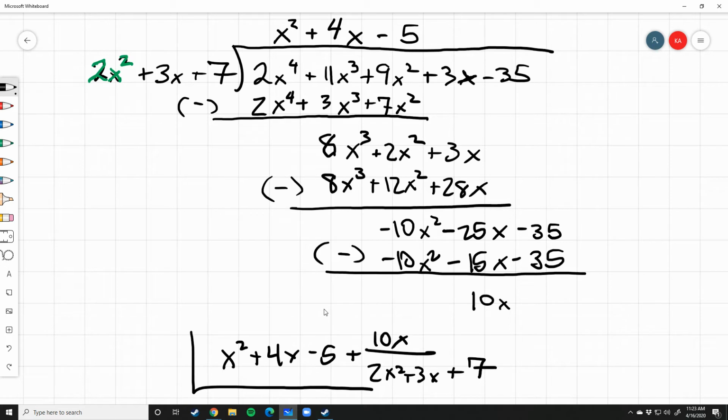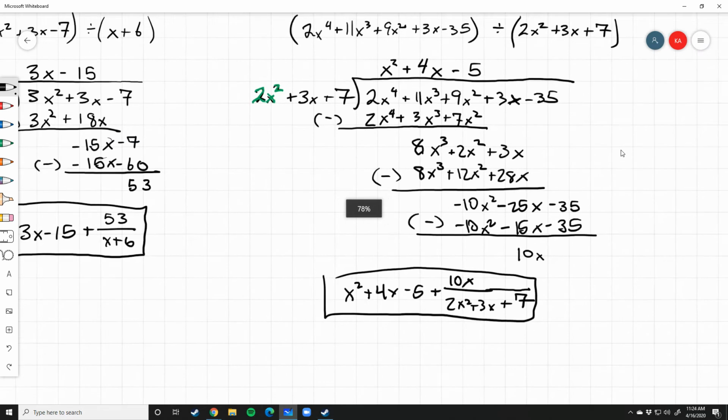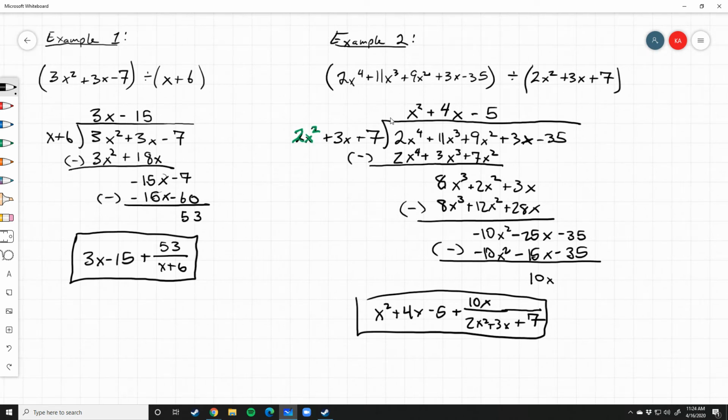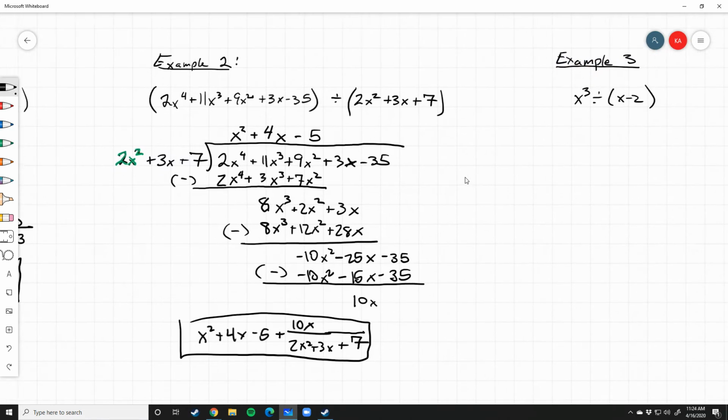And we are done. So again, we know if we multiply x squared plus 4x minus 5 plus this business by our divisor, we should get back our original equation. Let me extend this division line here. Okay. So these two should be hopefully familiar from class. I believe I talked about one like example 2 in class. And now let's go into some of the variations or like the special cases.